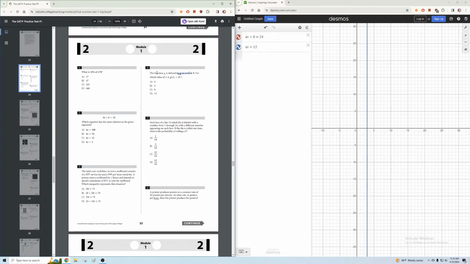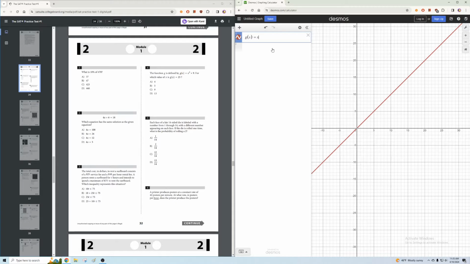And pretty much the ones that are function based, use it. So looking at 4 here, you have some function x squared plus 9. For which values of x is g of x equal to 25? You can absolutely use Desmos in situations like this. I'm pretty sure it even takes g of x if you want to type it in verbatim, but you don't have to do that.